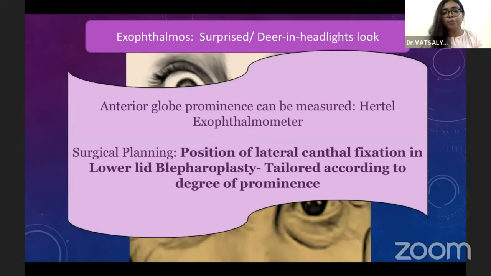The anterior globe prominence can be measured using a Hertel's exophthalmometer. This also aids in surgical planning, as a tailored approach towards the positioning of the lateral canthus can be sought after in a lower lid blepharoplasty.